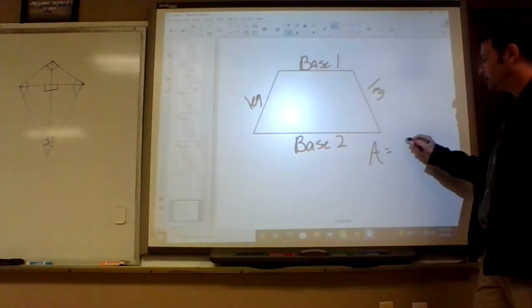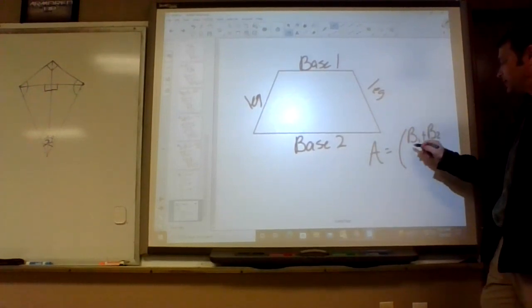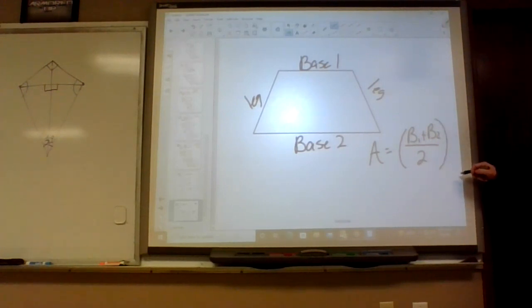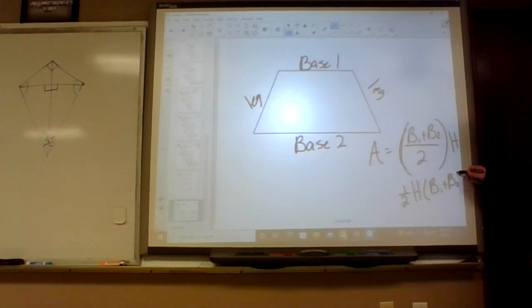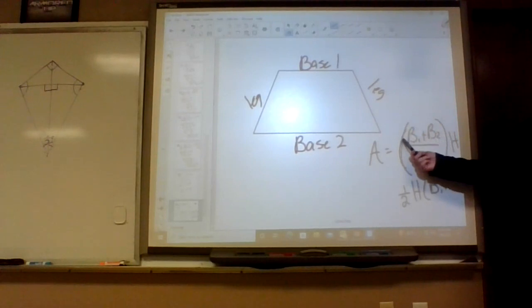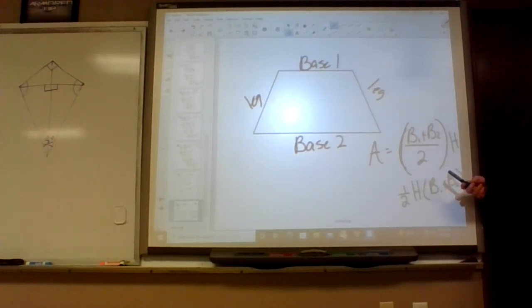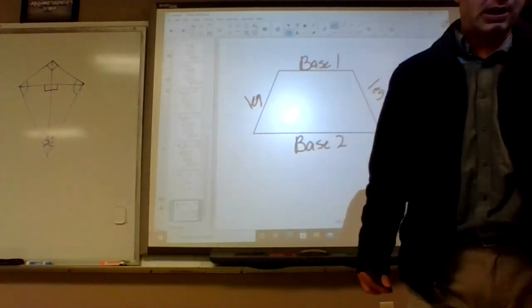So here's what it looks like. Area equals the average of the bases. You guys remember how to average two things together? Yeah. Average of the bases times the height. If you look it up in the book, I think they wrote it like this. B1 and B2 just mean the first base and second base, the two different bases. I like the first one better because it shows average of the bases times the height. That doesn't really matter.